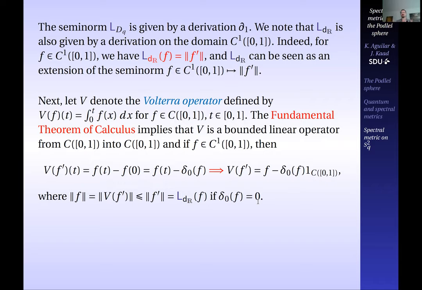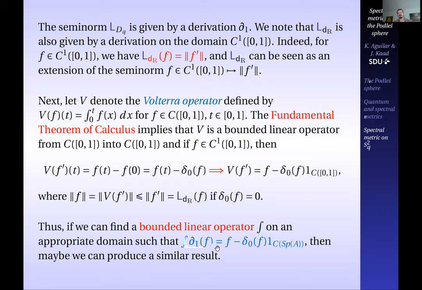So we were able to reproduce the previous proof in an operator way. Not a C of X way, not a commutator way. We were just dealing with f, derivations, and an operator that cancels the derivative, sort of an inverse of the derivative. So this is hope. So the idea then is, can we do that for this other derivation, the derivation that gives us the seminorm from the Dąbrowski-Sitarz spectral triple?